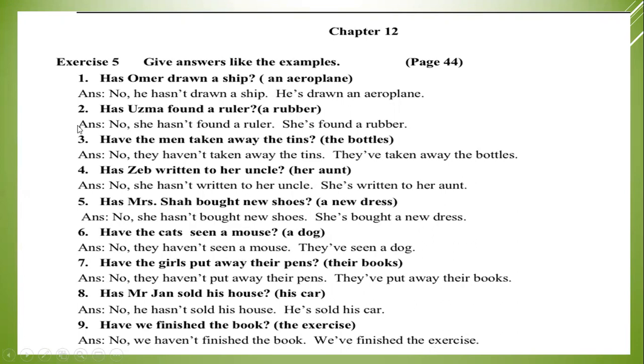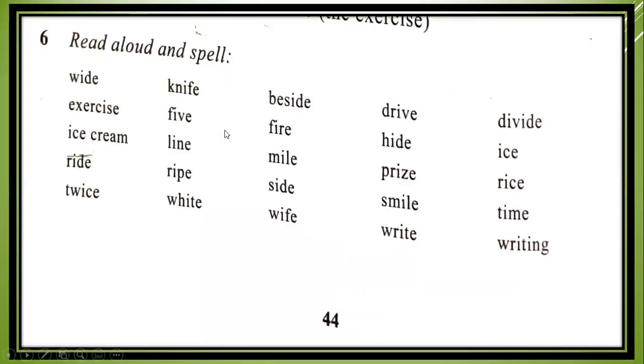Very simple exercise. All 9 questions have the same kind of answers, only pronouns and the words are changed. It's very easy. Just write in neat and clean writing in your notebook. Chapter 12 is the same as this. Exercise 5, page 44. Okay, let's move to the next exercise. Exercise number 6, and it's read aloud.